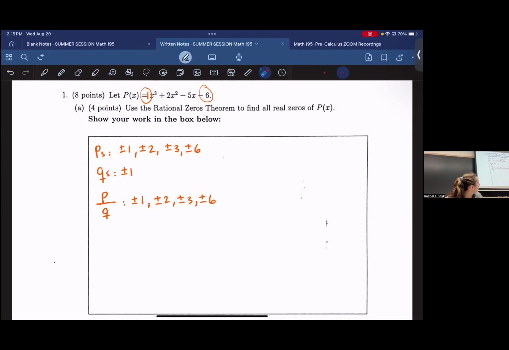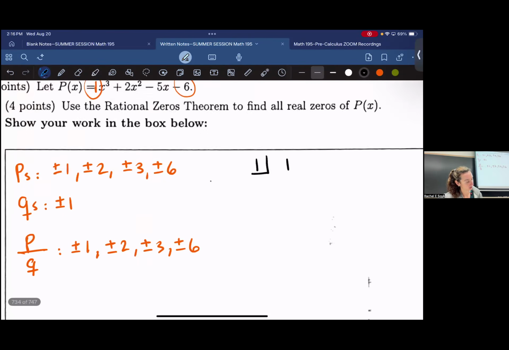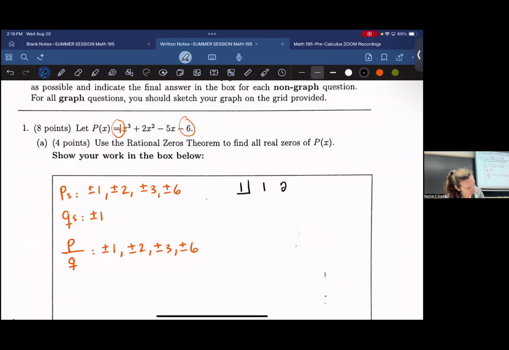And so now we just want to take a guess. And I personally always start with 1 to see if that works. And then I go from there. So if 1 works, let's use our synthetic division. 1, 2, -5, -6. We don't have any placeholders here. 1, 2, -5, -6.